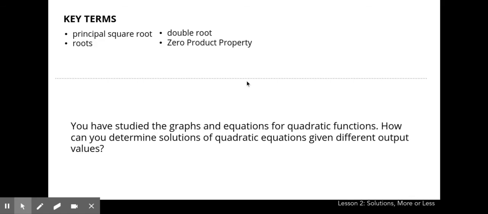Okay, some key terms for today. Principal square root. You know what a square root is. I'm going to introduce the idea of a principal square root. We know what roots are. Double roots will be a new concept. And then we're going to finish up with a very important property that we'll use going forward called the zero product property.